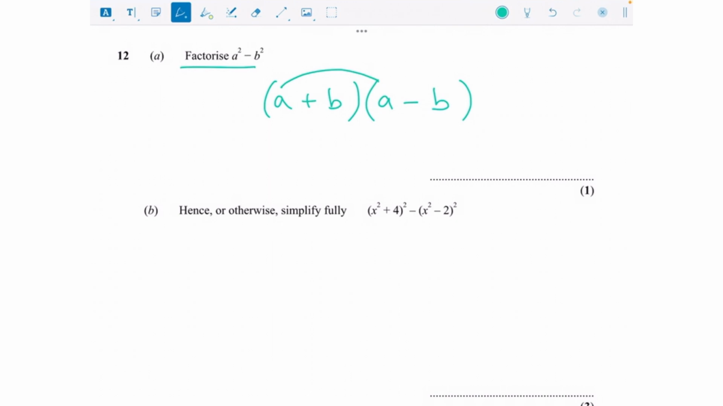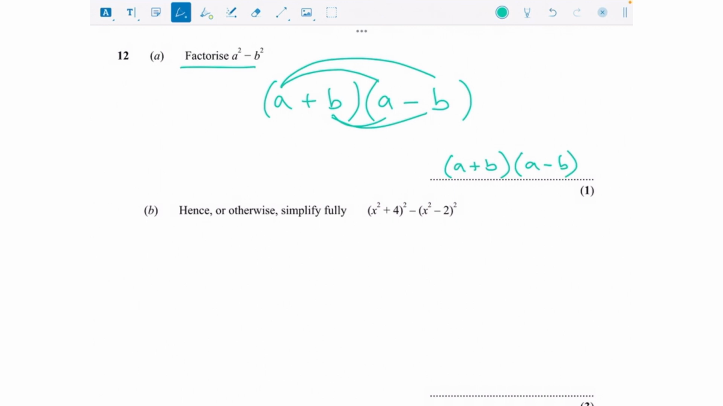a times a is a squared, a times minus b is minus ab, b times a is plus ab, and b times minus b is minus b squared. These terms cancel, so we get back to what we started with, and that does work. So fabulous, our final answer is a plus b, a minus b. That's factorised because we've put it into brackets.